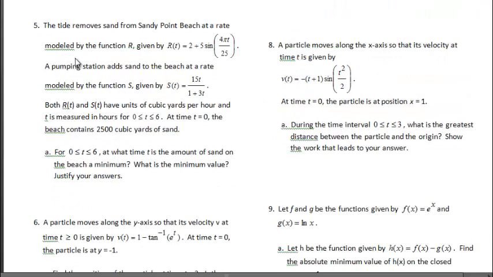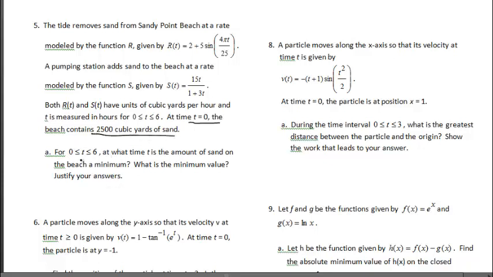We're going to take a look at question number 5. It's the question about the sand and about the beach and how sand is being removed and how it's being replaced. We're given 2 rate equations. Again, one for the addition rate and one for the removal rate. We have a closed interval. We have an initial condition. We know how much sand is on the beach at time equals 0.